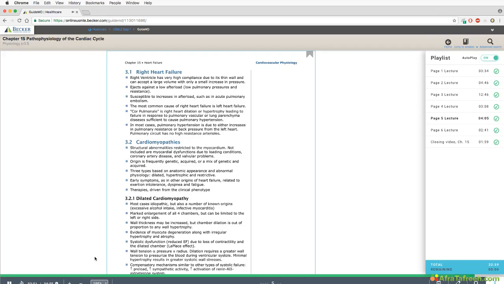Now, there will be compensatory mechanisms similar to what we talked about with the systolic failure. Just assume that compensatory mechanisms are basically the same and treatment is the same for a systolic dysfunction.